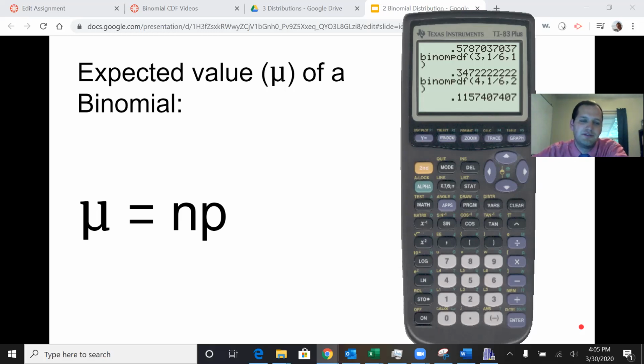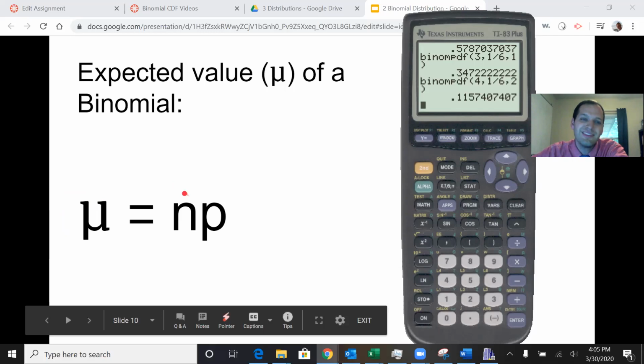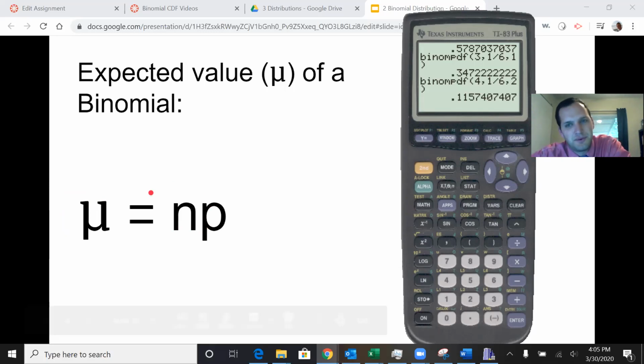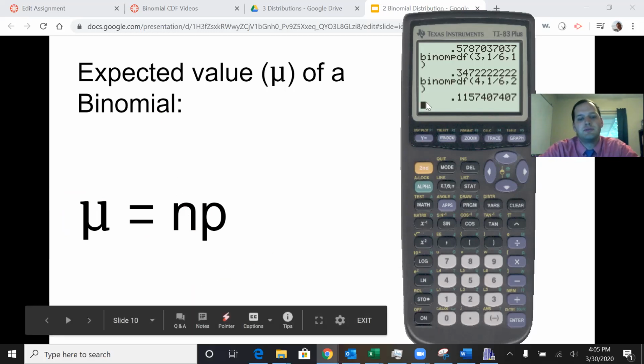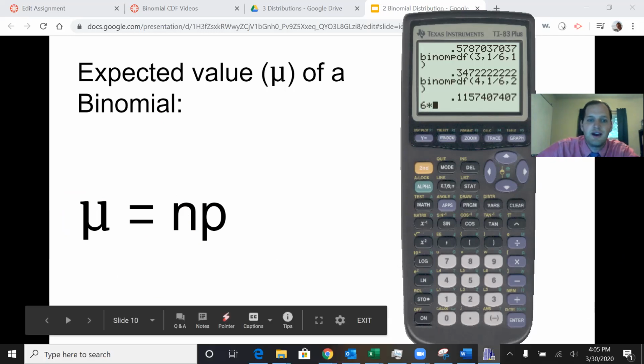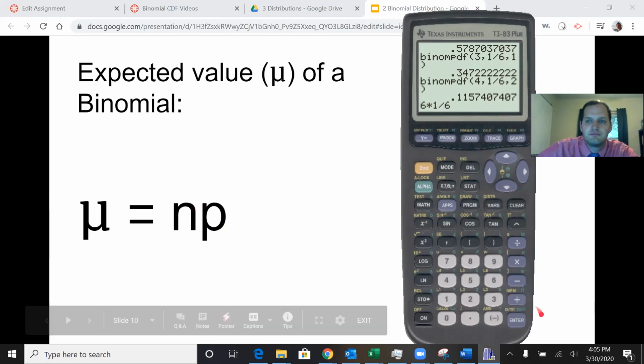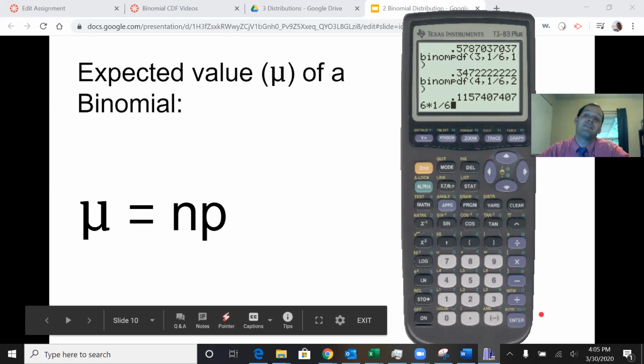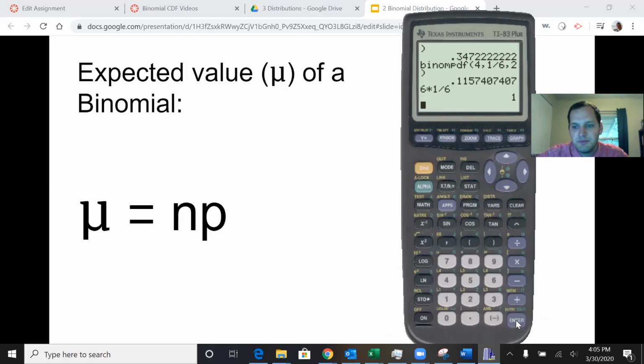Mu is the average. N stands for the number of trials. So how many dice are we going to roll? And P is the probability. So N in this case, if we're going to roll 6 dice, I'm going to do 6 times P, or 1/6. That's going to tell me on average how many 6s I'm going to get. Well, as I hit enter, it tells me 1.